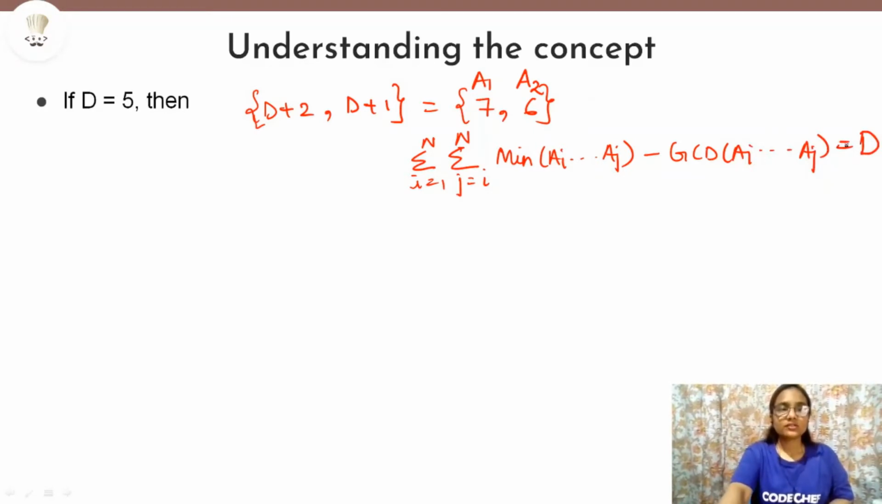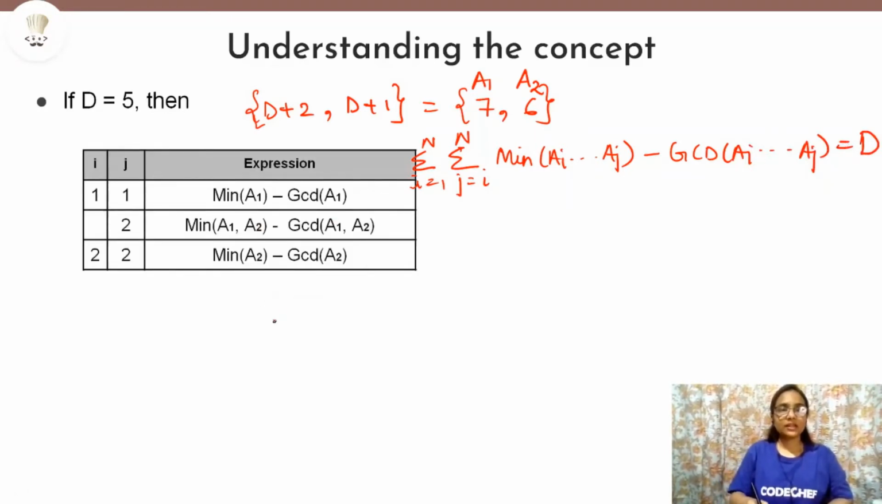Now, according to this only, I have made this table here according to this expression that we were supposed to calculate. And also, you know that we were just supposed to calculate minimum minus GCD for each of the subsequences. Both mean the same thing. So, here minimum of A1 minus GCD of A1, so A1 is 7, and you already know for a single element, your minimum and GCD will be the same. So, here the answer contributed will be 0.